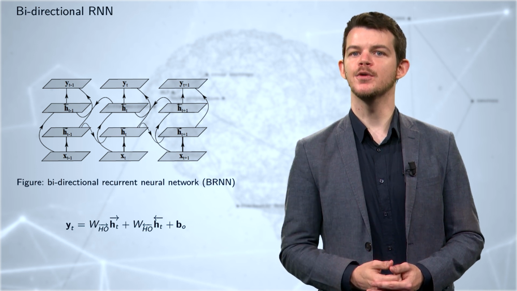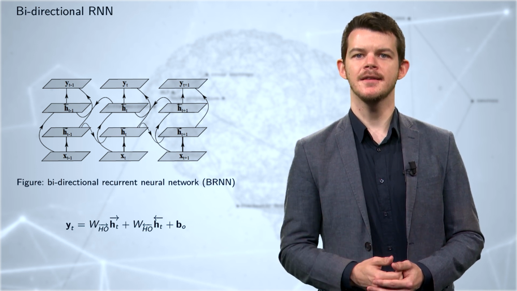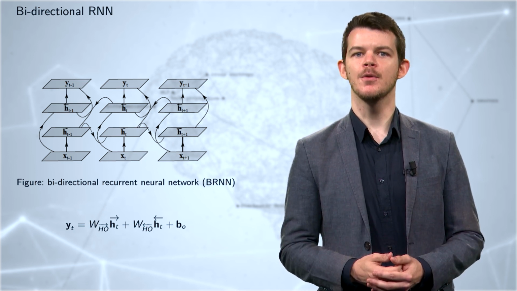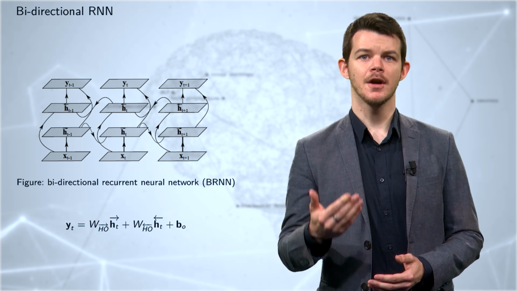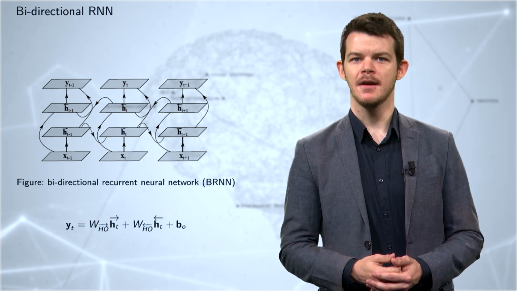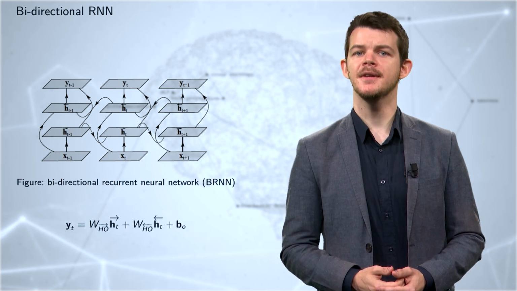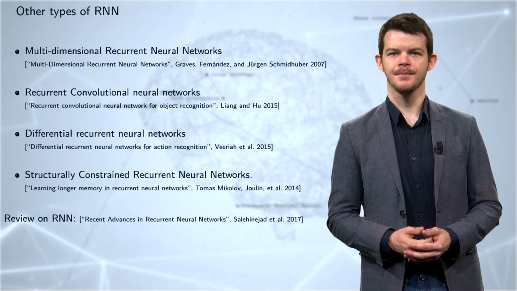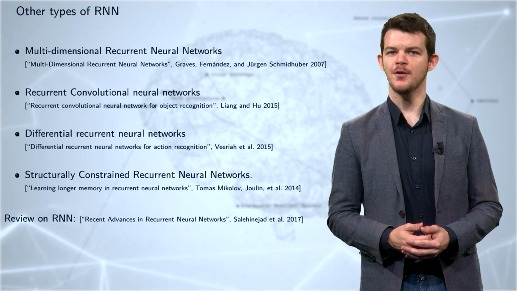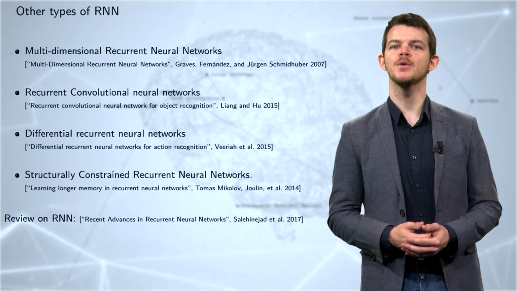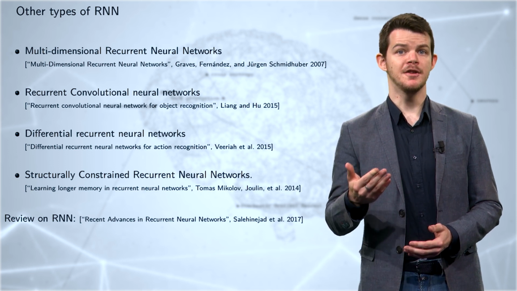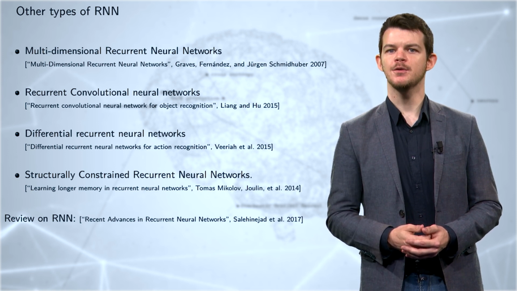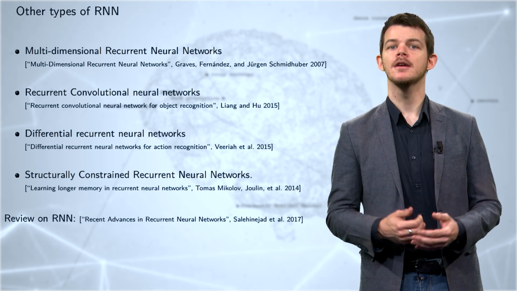Bidirectional RNN can be useful, for example, if you want to translate sentences because the meaning of one word can depend on the words before but also on the words after. Because connections are directed in both ways, this network is able to leverage the dependencies of one word on the previous ones and on the next ones. Here are some other types of RNN. The last reference is a very good review on RNN. Even if this paper was published in 2017, it gives a very good overview of the different strategies that can be implemented with RNNs.